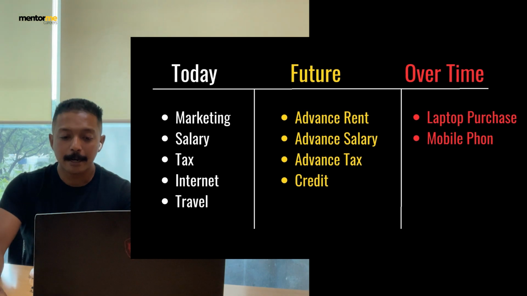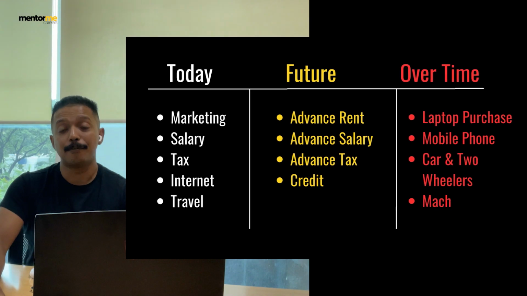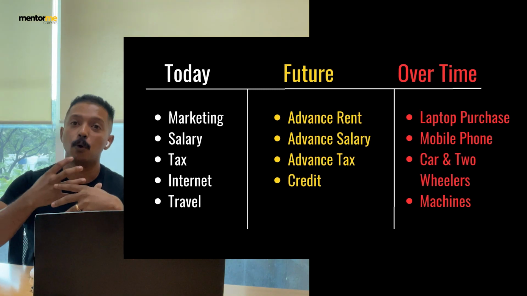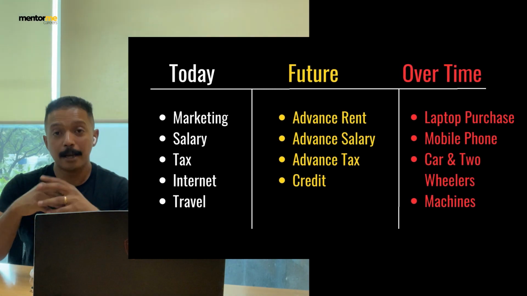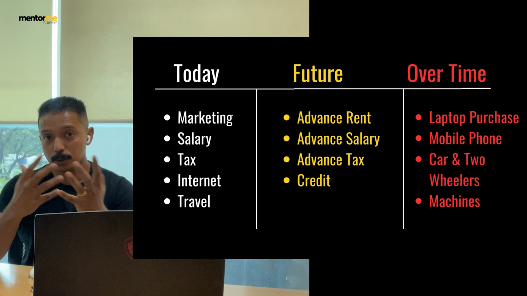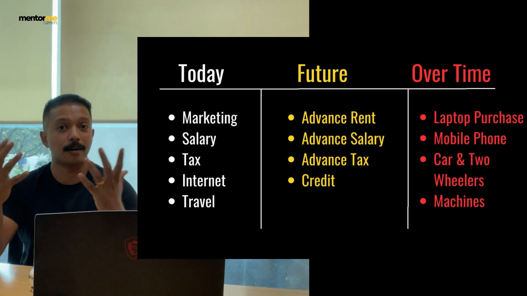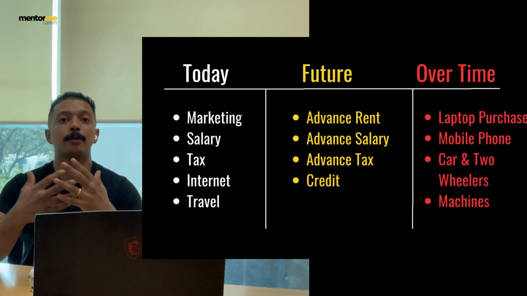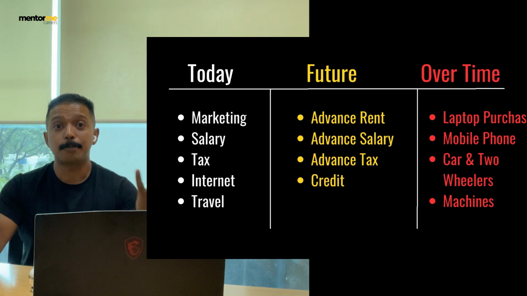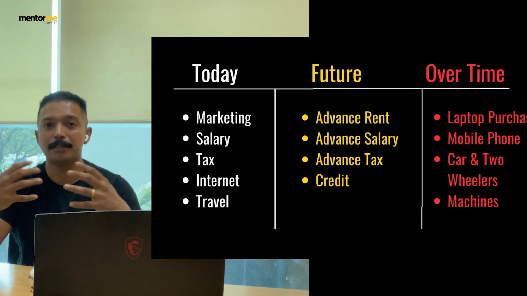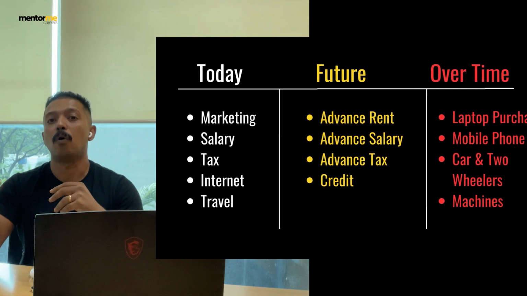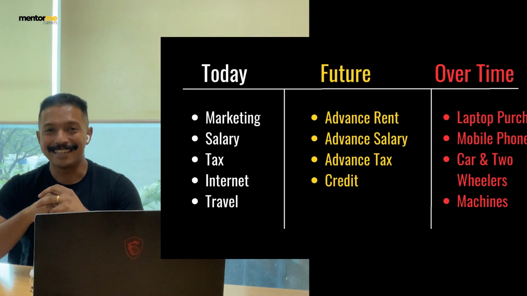And finally, let's discuss overtime. For example, you might purchase laptops, which are intended to be used over, let's say, 3 to 4 years, or a mobile phone which you might use for 2 to 3 years, or a car or a two-wheeler which you might use for 10 years. And specifically, if you talk about business, then machines are intended to be used for even longer periods than 10 years, right?